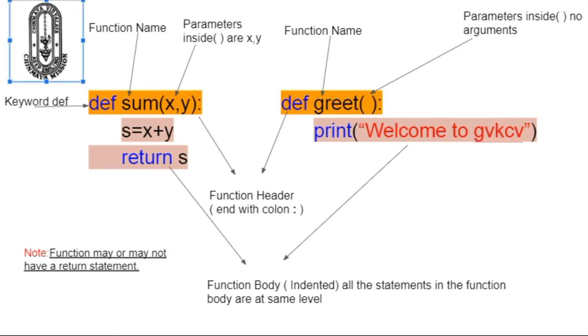Here we are representing two possible ways of defining a function: one function with parameters and with the return keyword, and another function without parameters and without the return keyword. Here you can see the keyword def, and you can identify the function name and the parameters x comma y inside the parenthesis. No parameters are mentioned for the function greet inside the parenthesis. Now we'll see what a function header, function body, and indentation are.